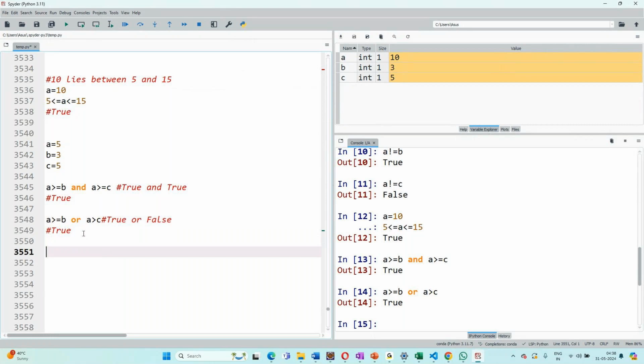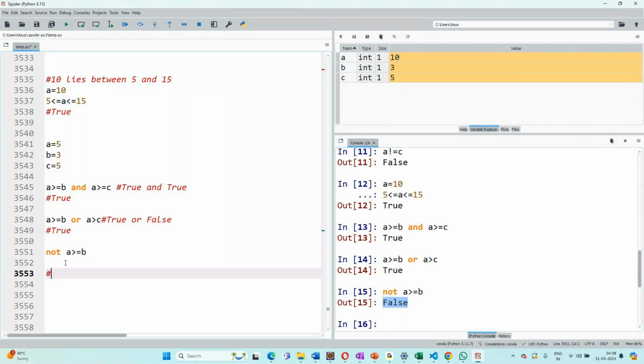Now I will say not of A greater than or equal to B. Actually A greater than or equal to B is true. So what is the answer now? The answer is going to be false. Why like that? Because it is not of true, and not of true is going to be false.